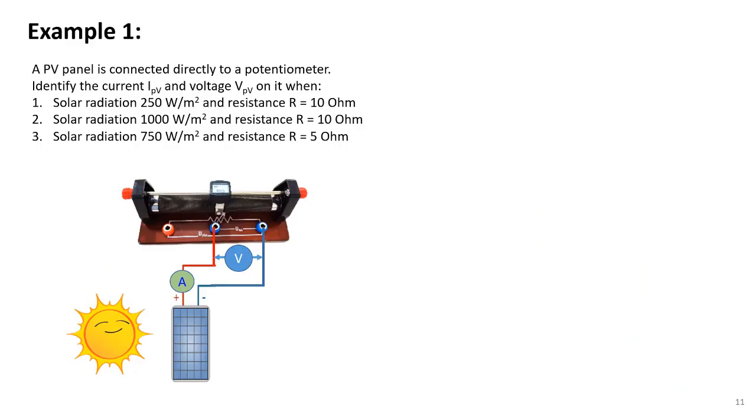Now, let us go through example 1. Given that a PV panel is connected to a rheostat, you are required to find the value of current IPV and the voltage UPV in 3 different cases with solar radiation of 250 watts per meter square, 500 watts per meter square, or 1000 watts per meter square, respectively. And the load resistance is changed between 10 ohms and 5 ohms, respectively. Now, please stop my video for 10 minutes and take this time to try to solve the problems on your own.